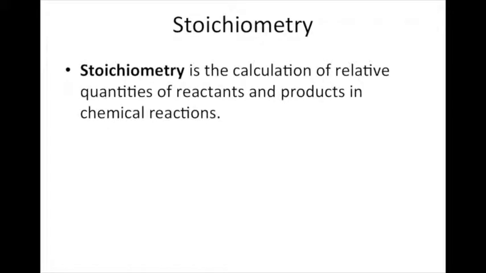In this video, we're going to discuss the concept of stoichiometry. Stoichiometry is defined as the calculation of the relative quantities of reactants and products in a chemical reaction. So it's a very important type of calculation where we're able to calculate the mass or the amount of reactants and products in a chemical reaction.